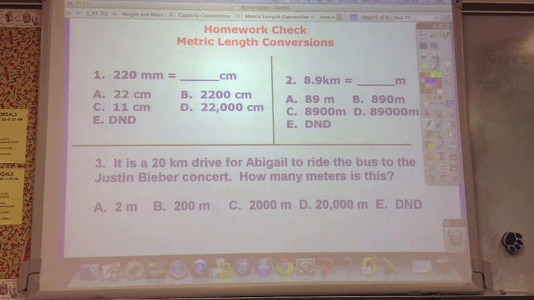So here's your homework check. Do your best to identify, am I going to larger or smaller units? Do I divide or do I multiply by the units of 10? And make sure that you're able to do this in a word problem also.